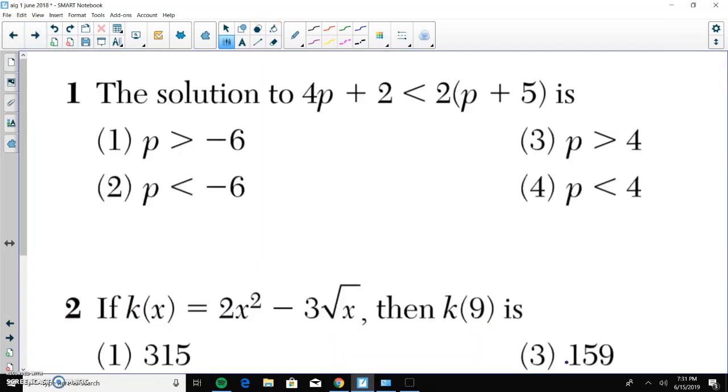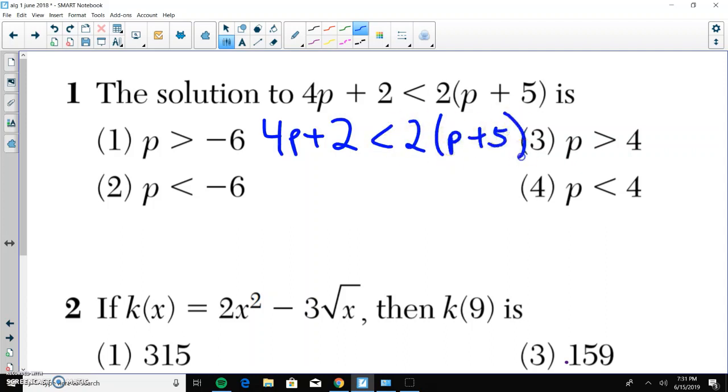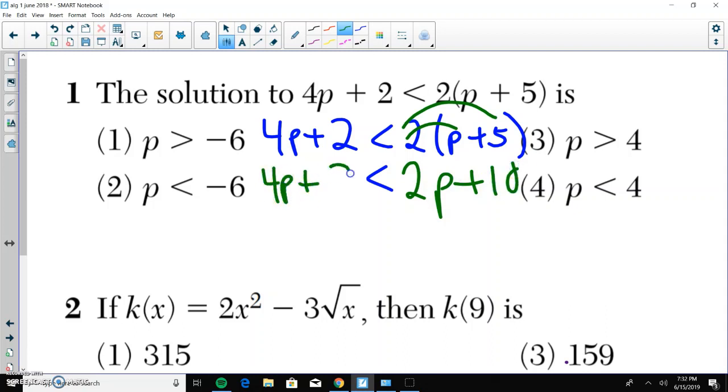Okay. Number 1. The solution to 4p plus 2 is less than 2 parentheses p plus 5 is... Okay, the easiest way to find the answer is to solve it. 4p plus 2 less than 2 parentheses p plus 5. So drop down the sign. So let's distribute the 2 into the p plus 5. So 2 times p is 2p, 2 times 5 is 10. And then with this side, we just bring it down, 4p plus 2.